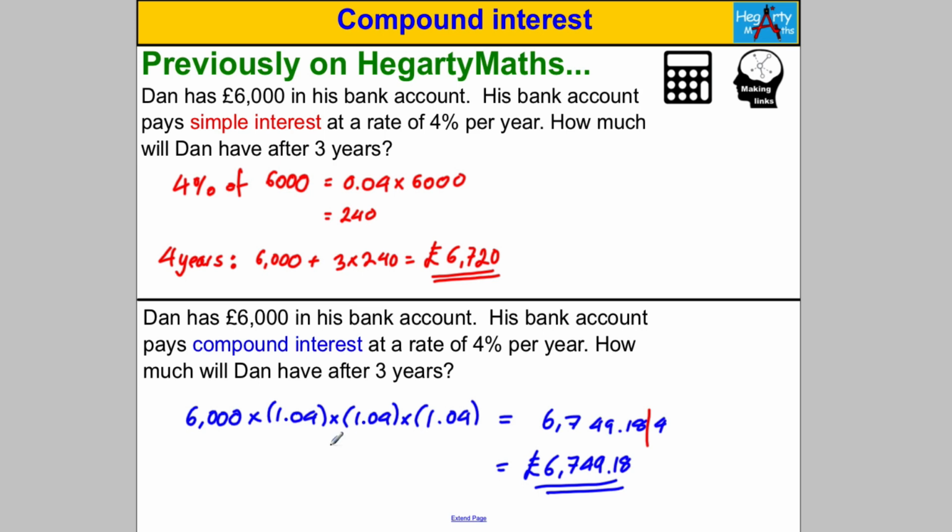Now a little note here that we're going to find useful in the video. Multiplying by 1.04 3 times, we can write that as 6,000 multiplied by 1.04 to the power of 3. So that means multiplied by itself 3 times. Look in the index notation section for more details on that, but henceforth in this video I'm going to write it like that because mathematicians are lazy and it's a quicker way of writing it than that long multiplication there.